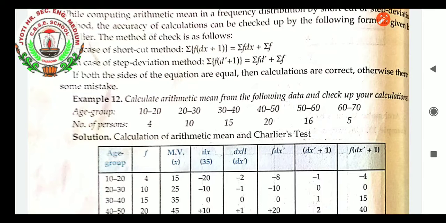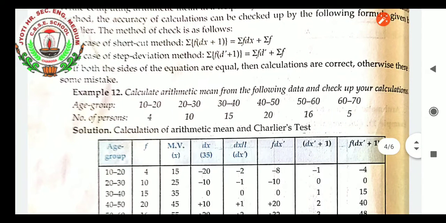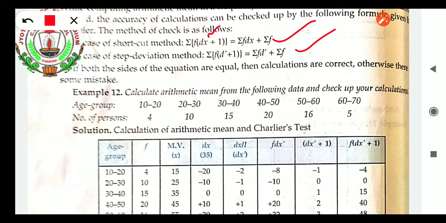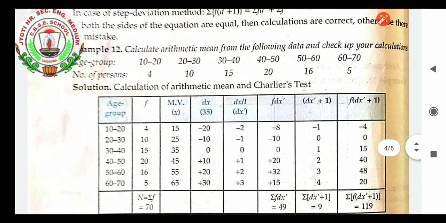For example, if a question is solved by the shortcut method, then we will apply the shortcut method formula of Charlier's accuracy check. And if we have applied the step deviation method, then we will use the step deviation formula. That is sum of f times (dx dash plus 1), the same formula, with dx dash instead of dx. That is the only difference in the formula.